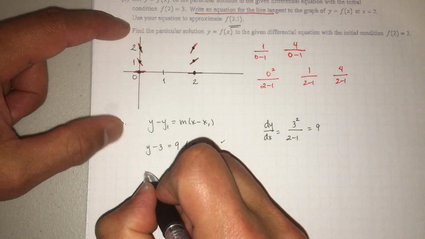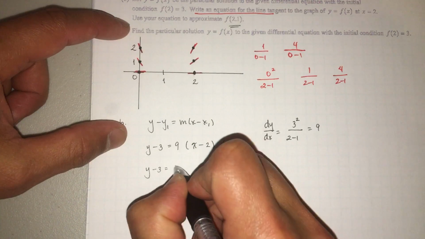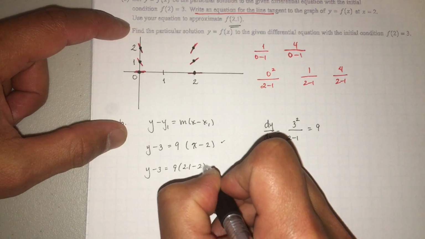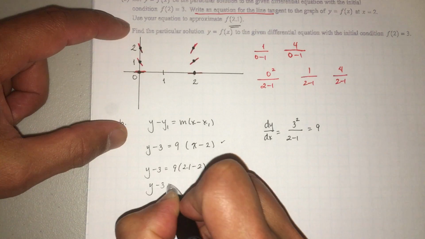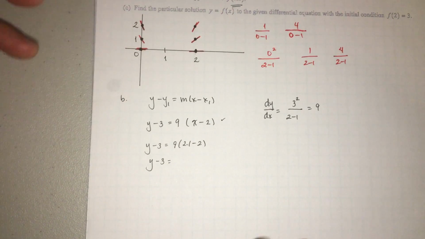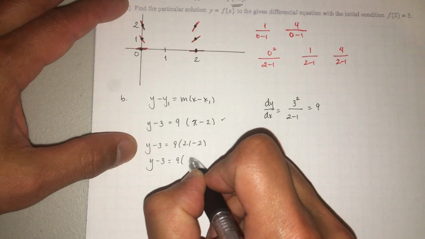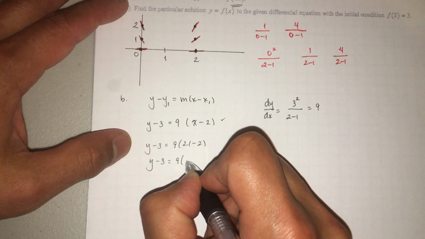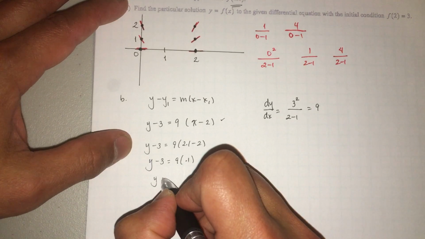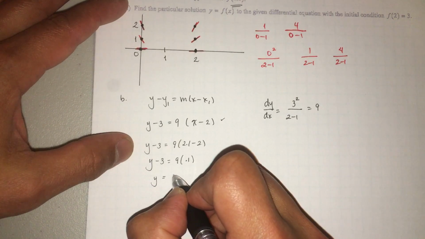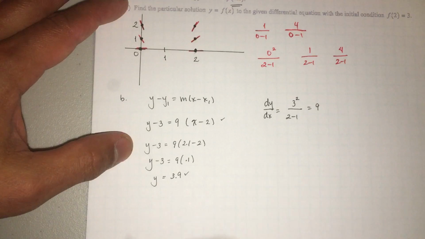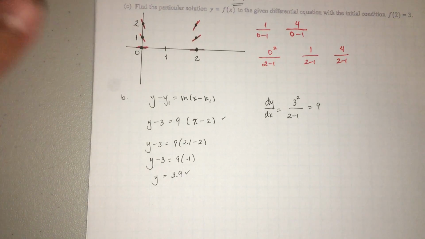So when x is 2.1, y minus 3 equals 9 times 2.1 minus 2. Now, you're going to be able to use a calculator, so, hey, use it. If you're really scared you're going to make a mistake, just use it. Okay, 2.1 minus 2 is 0.1. And so you should end up with y equals 3.9. Okay, and there it is.